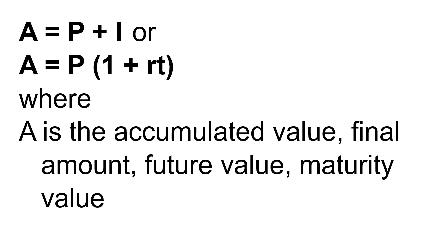So in this formula, A equals P plus I, it means that the accumulated value is equal to principal plus interest. Another formula for the accumulated value is A equals P times 1 plus RT.